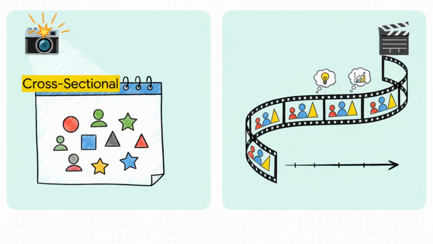The second big way to classify surveys is by time, and this is a really cool way to think about it. A cross-sectional survey is like taking a snapshot. You're capturing what different groups, say people of different ages, think about an issue at one single moment in time. But a longitudinal survey, well, that's more like a movie. You go back to the same group of people again and again over months or even years to see how their opinions and behaviors change. This is incredibly powerful for spotting trends and understanding long-term effects.